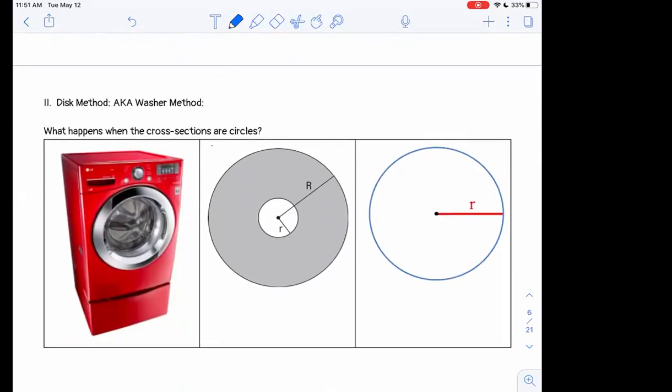Okay. So next time when we meet, we're going to be learning something called the disk method, and it's also sometimes called the washer method. So these are going to be a very special type of problem where all of the cross sections are going to be circles. So not a triangle, not a square, not a semicircle, not a quarter circle, but a circle, like a full circle.